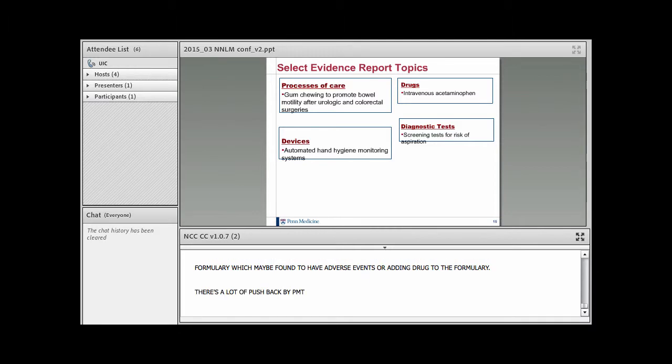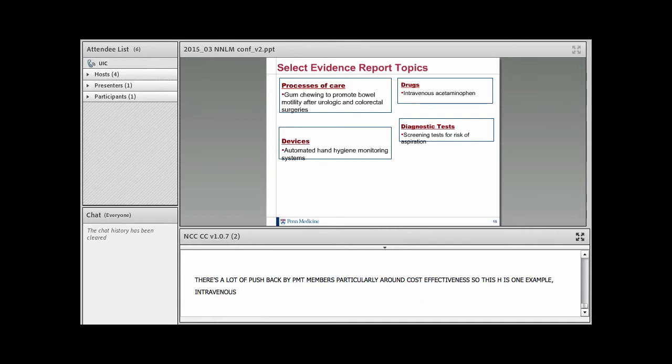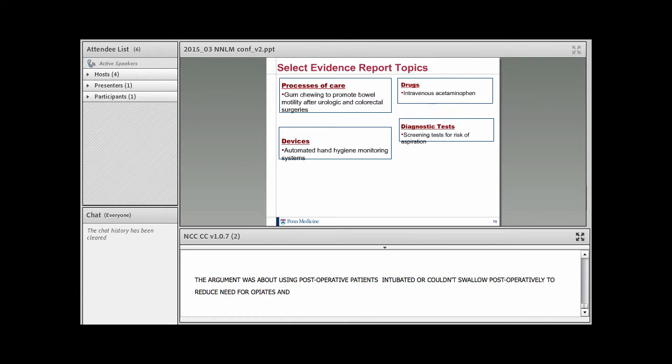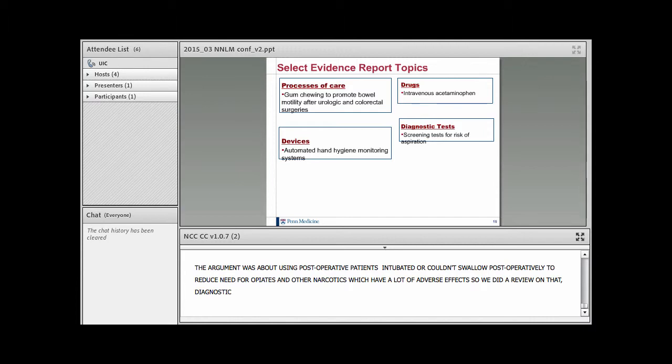And so this is one example, intravenous acetaminophen. You know, a Tylenol tablet, which is acetaminophen, costs pennies. One dose of intravenous acetaminophen costs $15. So the question is, why would we need that on our formulary? And the argument was about using it in post-operative patients who were intubated or couldn't swallow post-operatively to reduce their need for opiates and other narcotics, which have a lot of adverse effects. So we did a review on that. And for diagnostic tests, one of the recent ones we did was on various screening tests to identify patients who are at particularly high risk of aspiration.